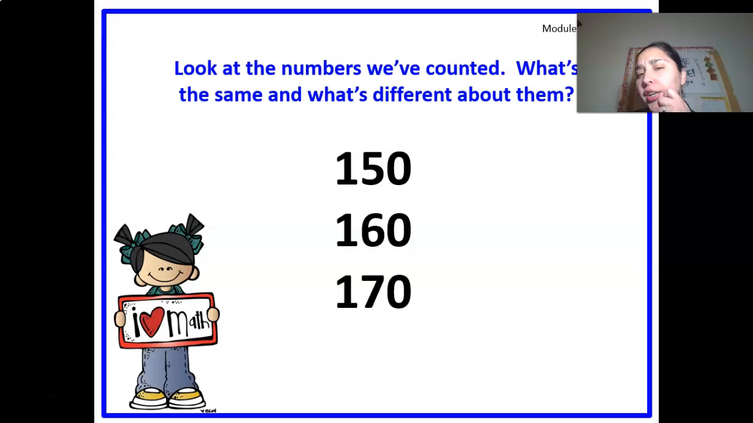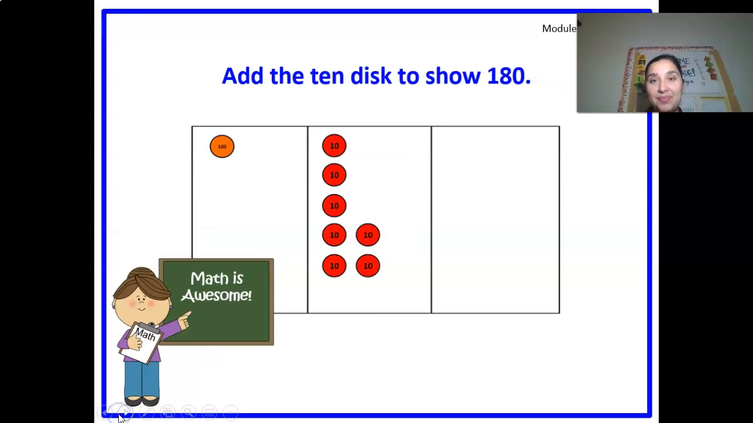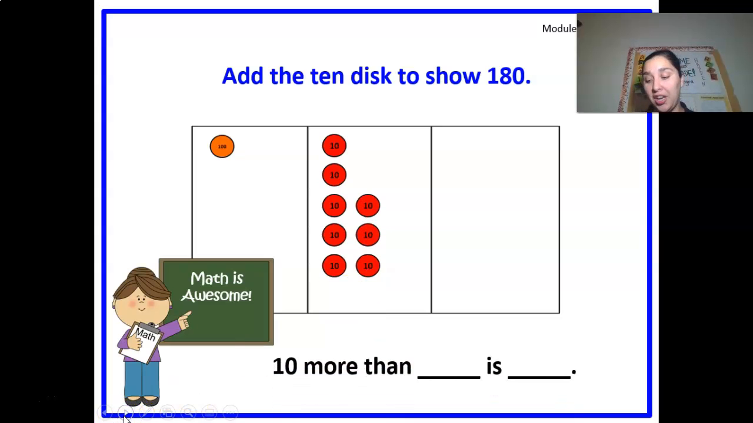So we're going to look at our numbers and we're going to use our list to predict 10 more than 170. What is it? Get ready. Yes, 180, boys and girls. So we're going to add the 10 discs to show 180. Here's 170. I'm showing 180.